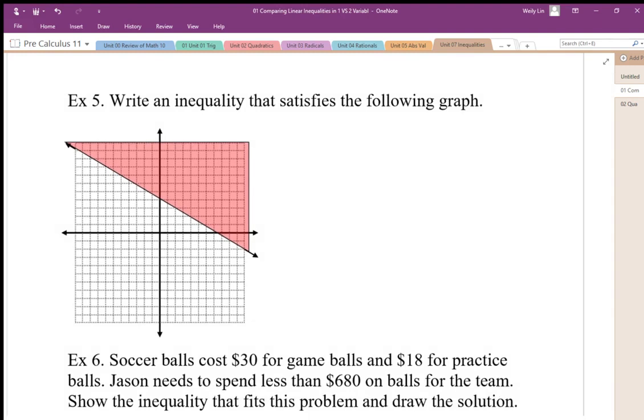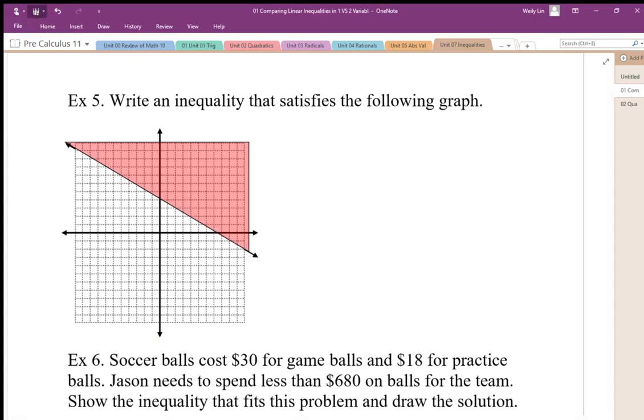Here we have an inequality that's given to us, the solution's given to us in graphical form. So we need to convert this into an inequality equation. What we need to determine this is where the boundary is. We need to know where this line is, so we need to know the equation of that line.